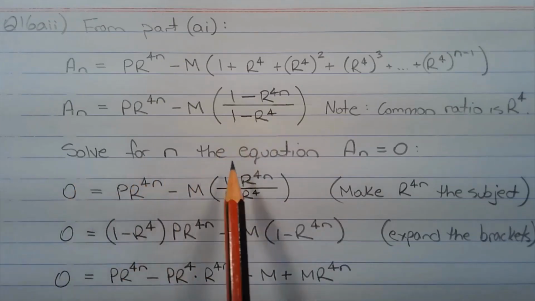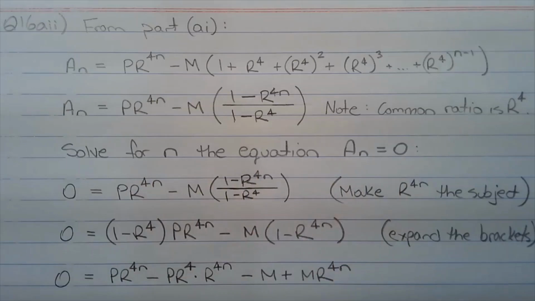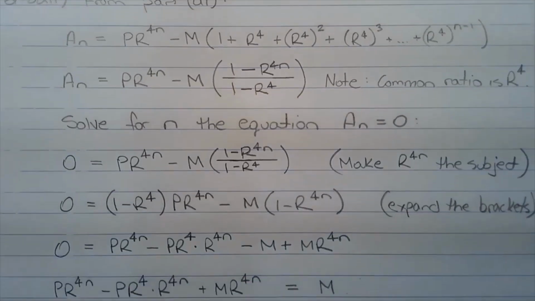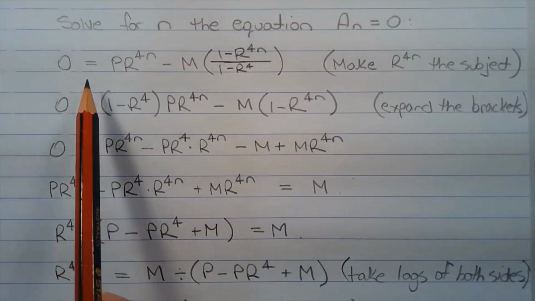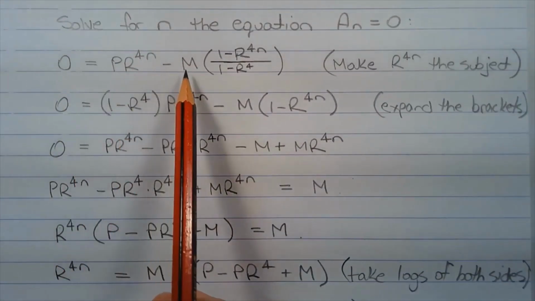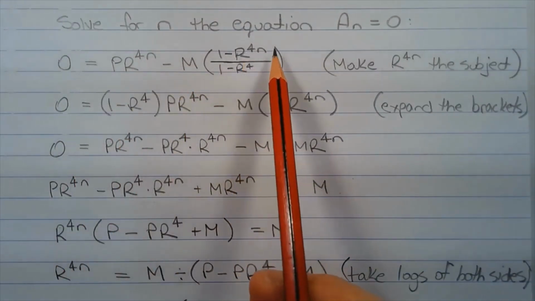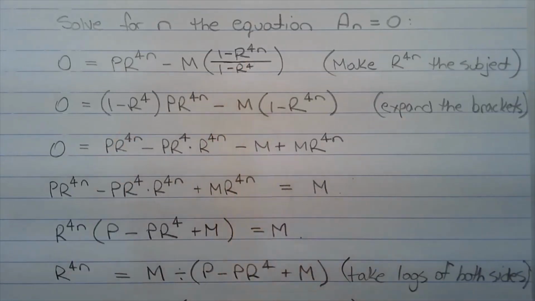Next, we solve for n the equation AN equals 0, since after multiple withdrawals of $80,000, eventually the account is going to have 0 in it. So 0 is equal to PR to the power of 4n minus M outside of 1 minus R to the power of 4n over 1 minus R to the power of 4.